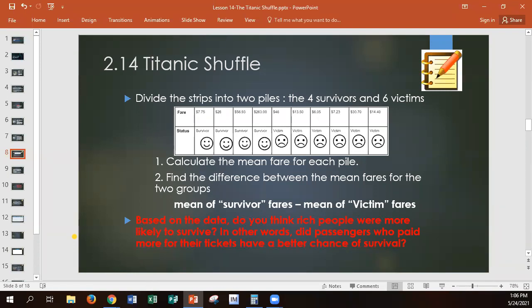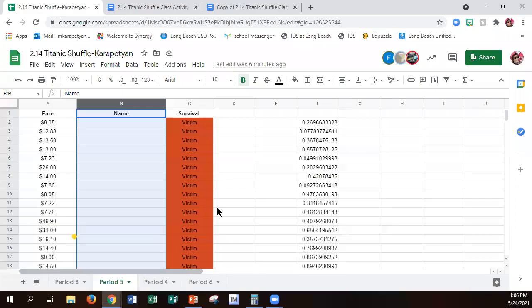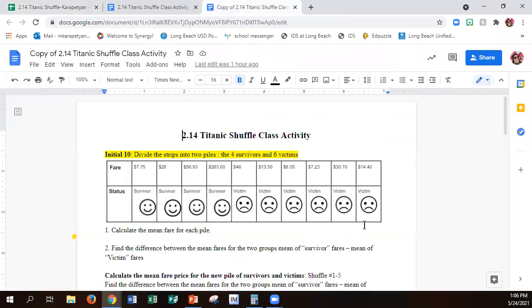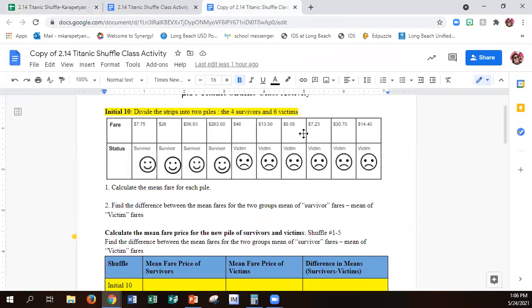You add them together, divide by. Okay, so add our amounts together and divide by how many there are, yes? So if I want to calculate the mean for my survivors, I'm going to take my 4 survivors and add the fares, okay? And actually, we have our activity that we can be doing this on. So this actually kicks off our activity right here.